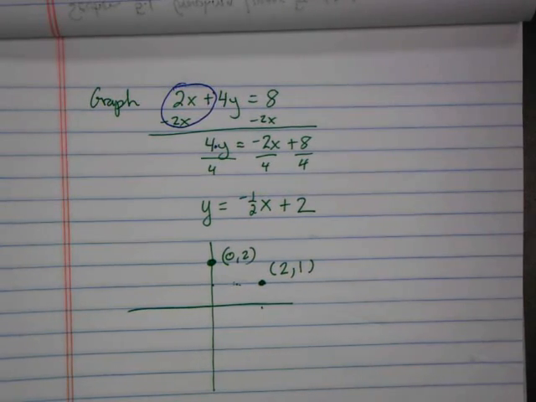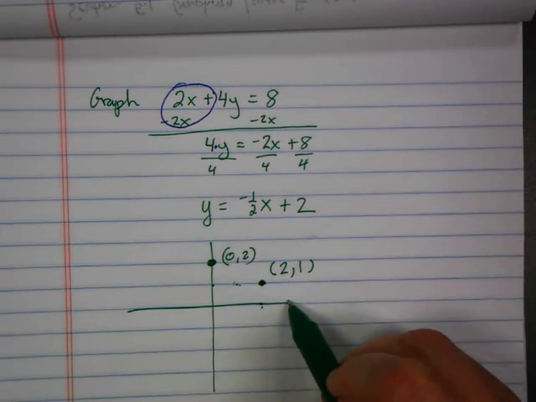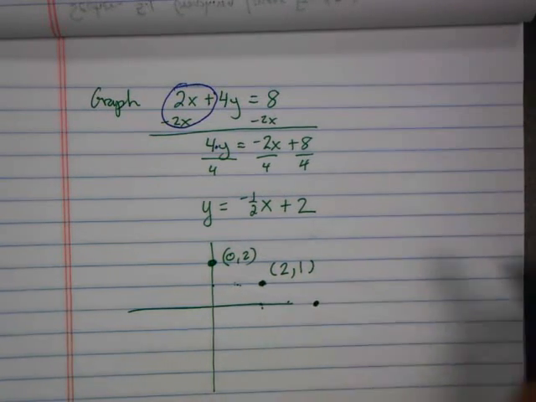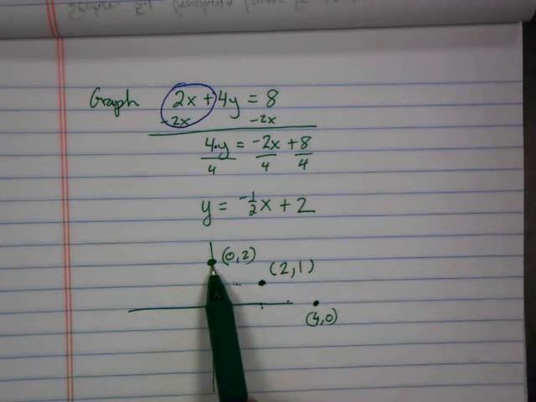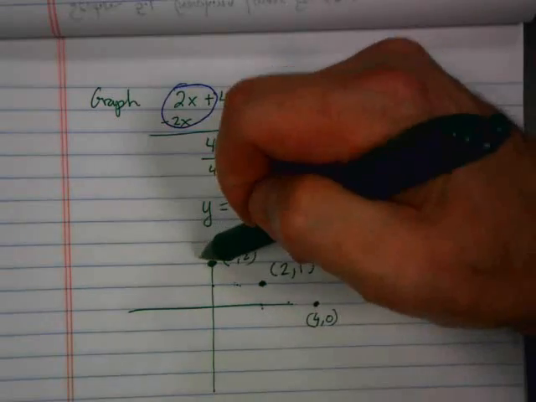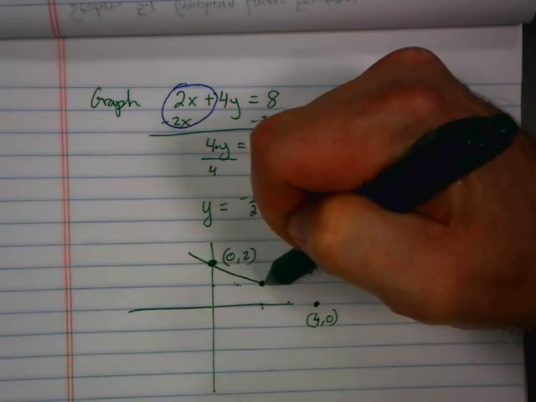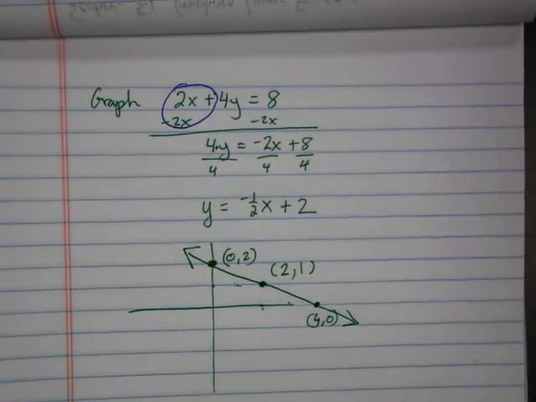All right, let's find one more point. So I start here, I go down 1 more, over 2 more. That point is 4, comma 0. That's an interesting point. This one's the y-intercept. What's this one called? The x-intercept. That's where we cross the x-axis. Sometimes you find that by accident, sometimes you don't. We connect, and there's our answer.